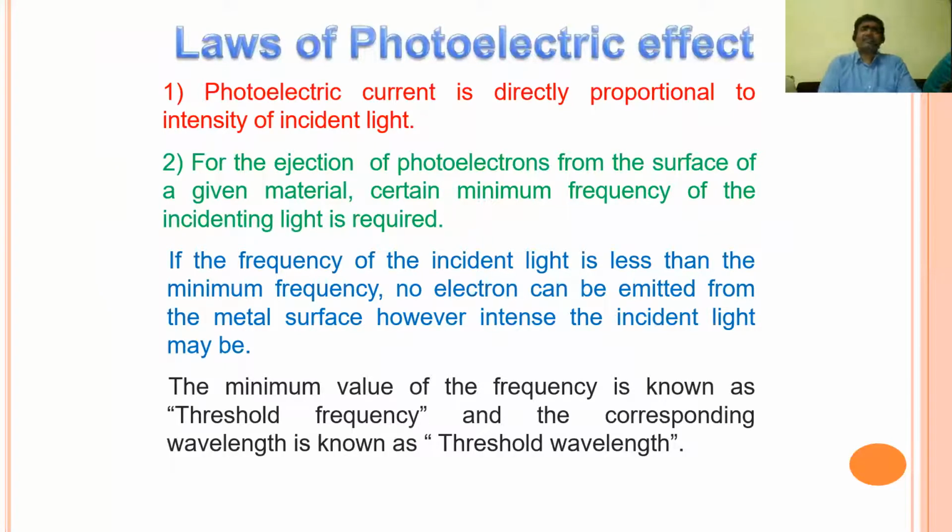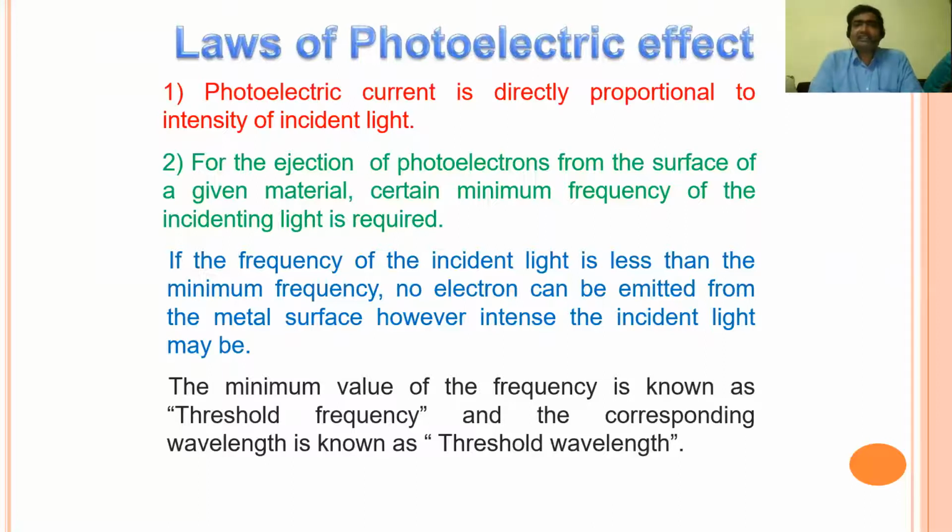Let us discuss the laws of photoelectric effect. There are some laws. The first law is that photoelectric current is directly proportional to the intensity of incident light. The second law is that for the ejection of photoelectrons from the surface of a given material, a certain minimum frequency of the incident light is required.